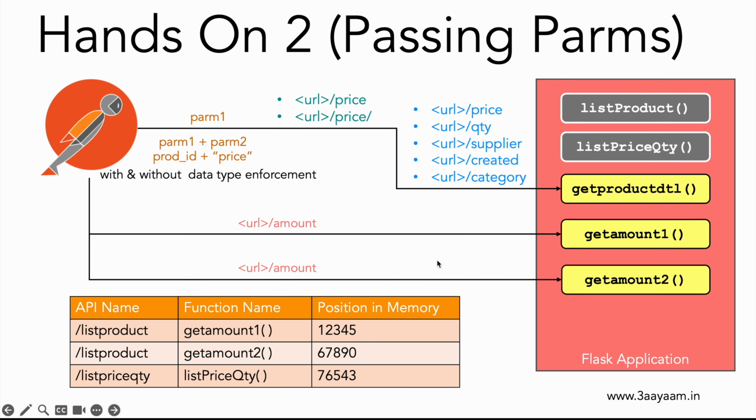So what happens if you have multiple APIs for the same URL endpoint? Only the first API or the first function would get executed. So that concludes hands-on number 2. Let's proceed to the next topic.